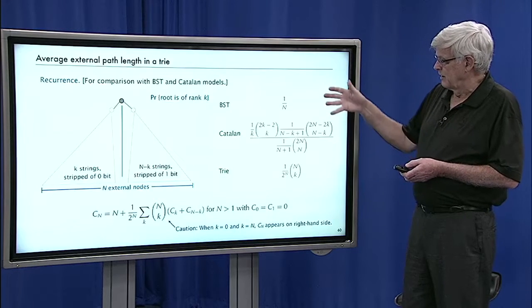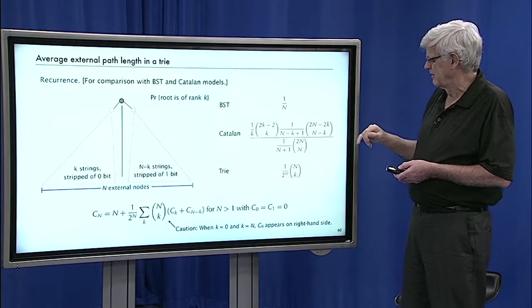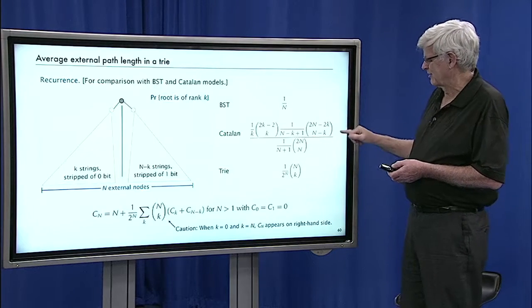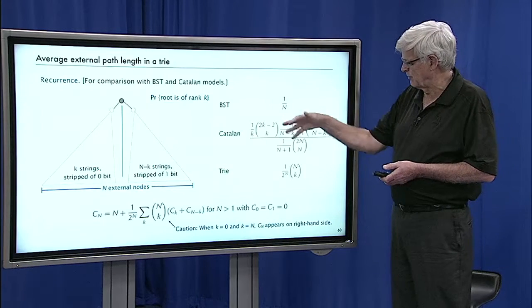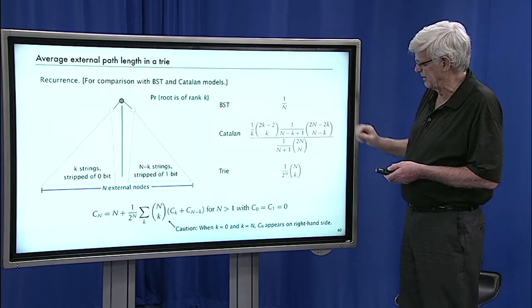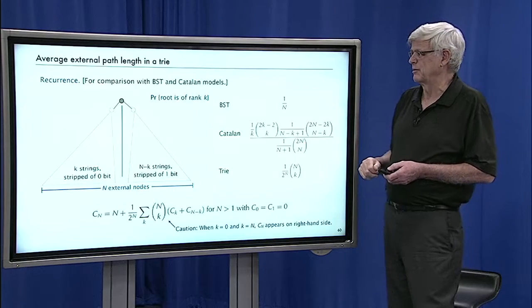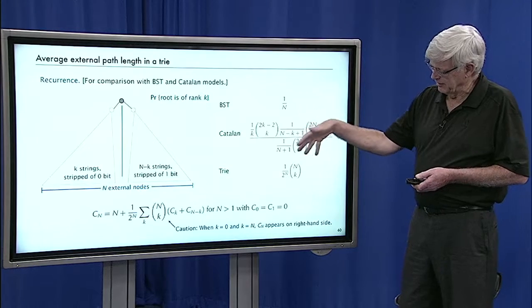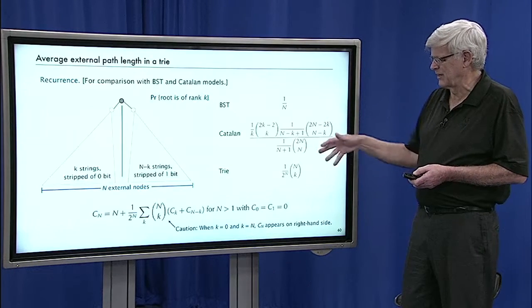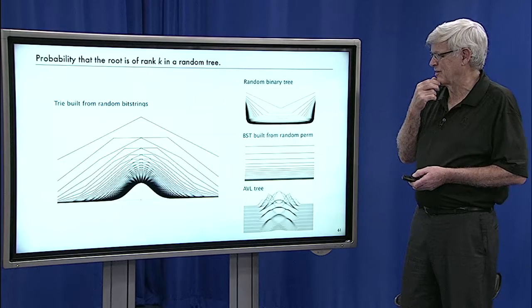So for BST, the probability that there were k on the left is 1 over n. We looked at random Catalan trees where the probability of k on the left is a Catalan number, and we had the Catalan distribution. And for tries, it's a binomial distribution. So that's the recurrence, and we can use that to calculate small values or the distribution, but that's the one that we want to solve.